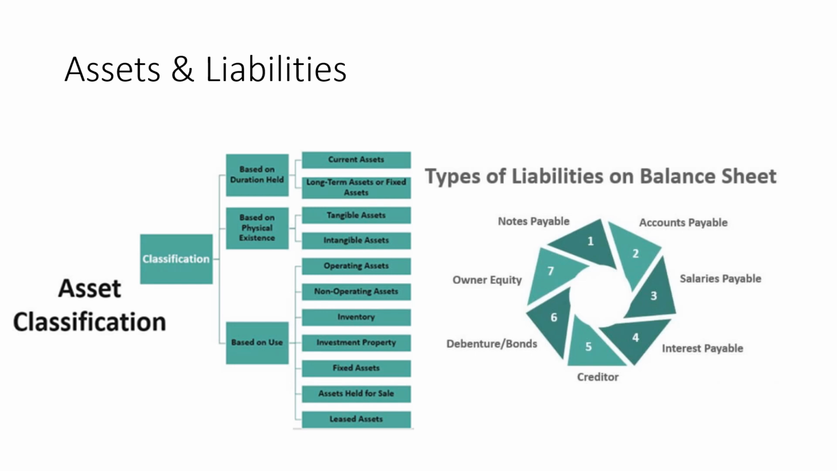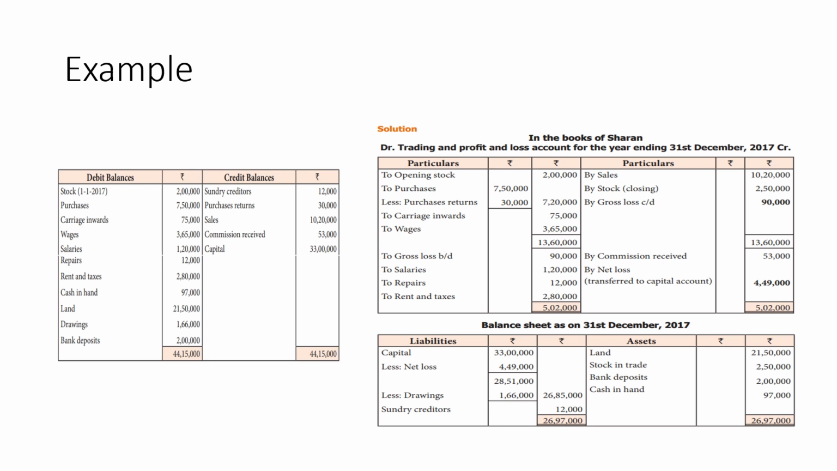And the liabilities: we have notes payable and accounts payable, salaries, interest, credit, bonds or debentures, and the owner's equity. So these are some types of liabilities on the balance sheet. Okay, we'll see an example.